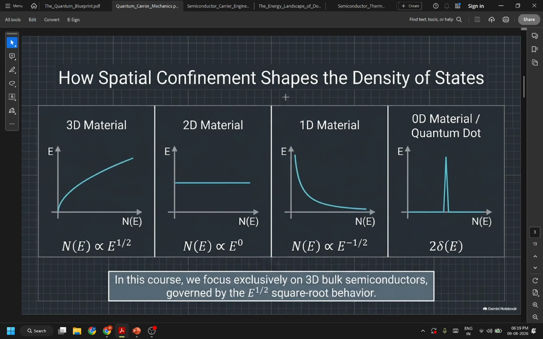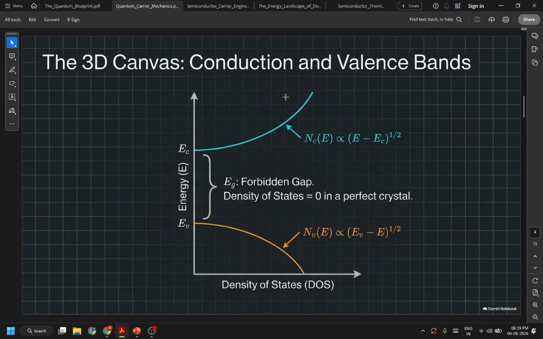So we are only focusing on 3D bulk semiconductors, which are governed by E to the power half behavior. In 3D, the conduction band has Nc of E proportional to (E minus Ec) to the power half, and in the valence band we have Nv of E proportional to (Ev minus E) to the power half, and in the middle we have a forbidden gap of length Eg, where the density of states is 0 in a perfect crystal.